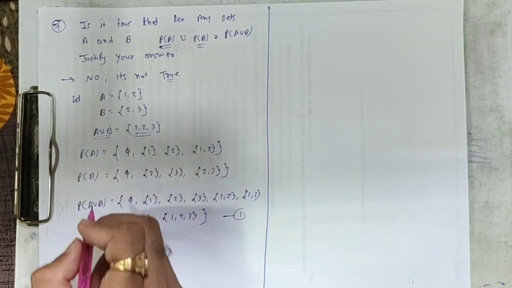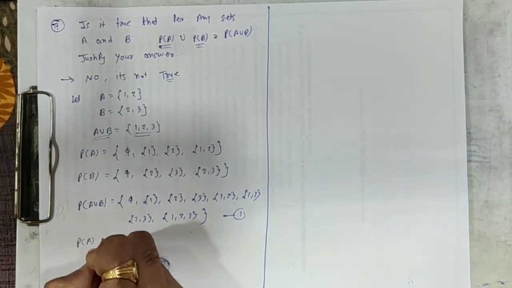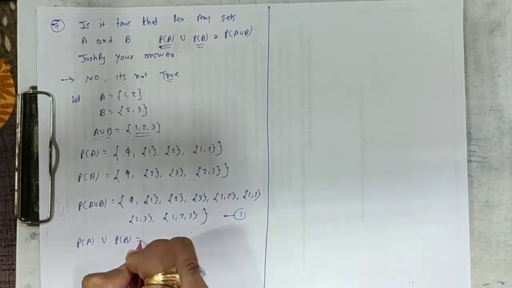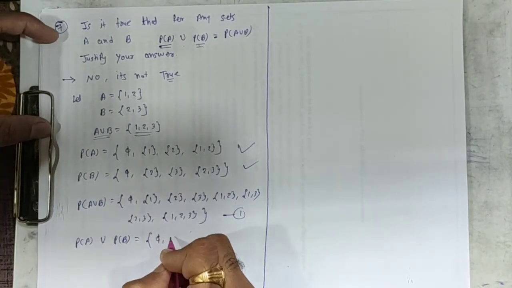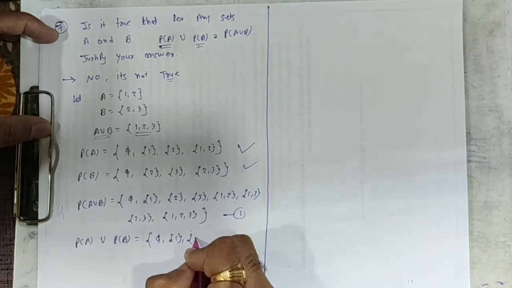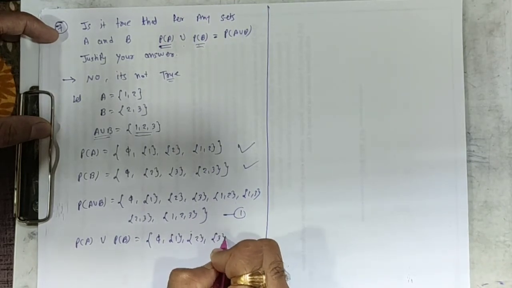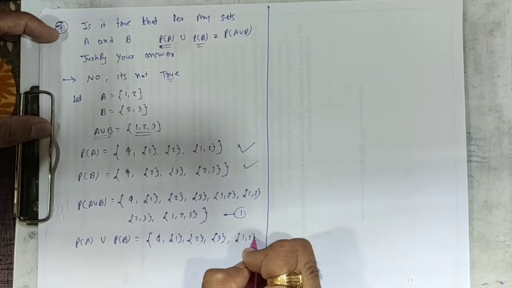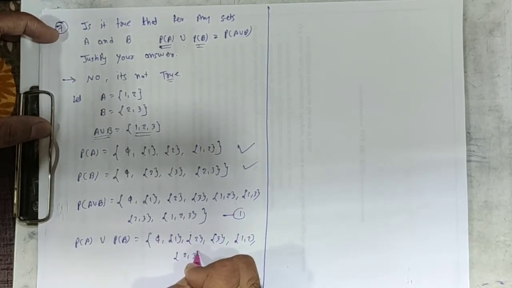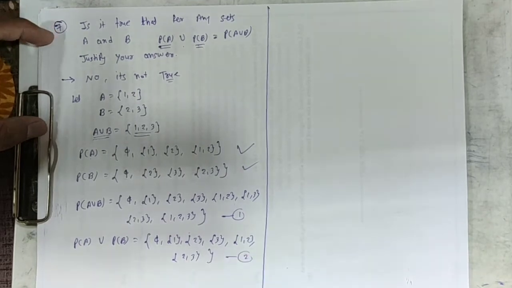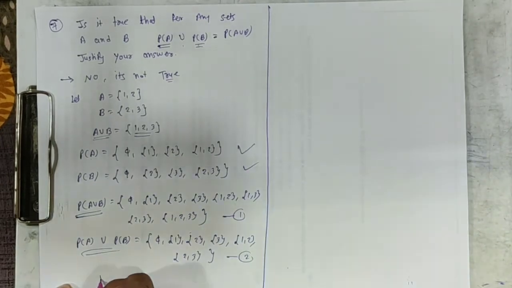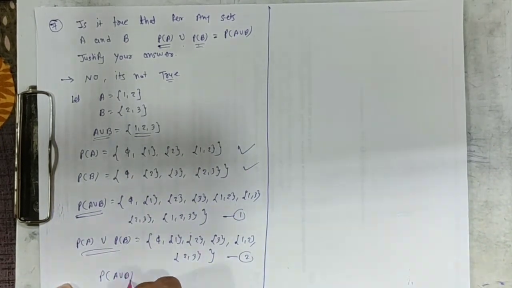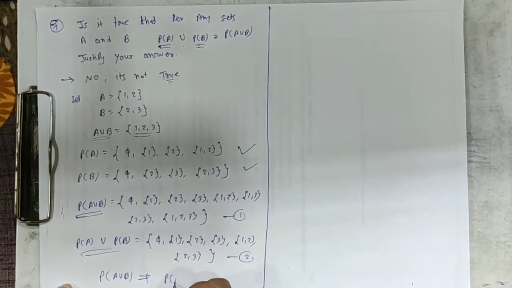Now find the union of power set A and power set B. So power set of A union power set of B. So all the elements of these two sets, what will it be? φ, then {1}, {2}, {3}, {1, 2} and {2, 3}. Now say this is result 2. Now compare these two results. Are they equal? So here you can write that power set of A union B is not equal to power set of A union power set of B.